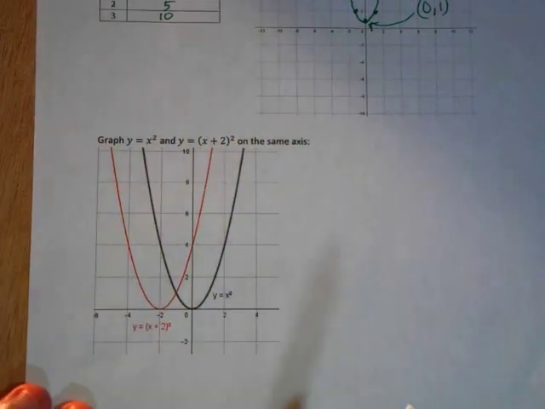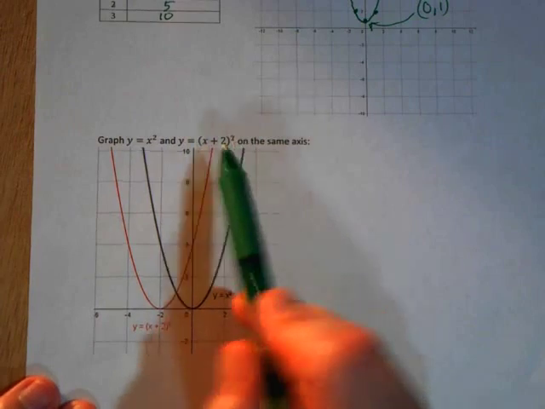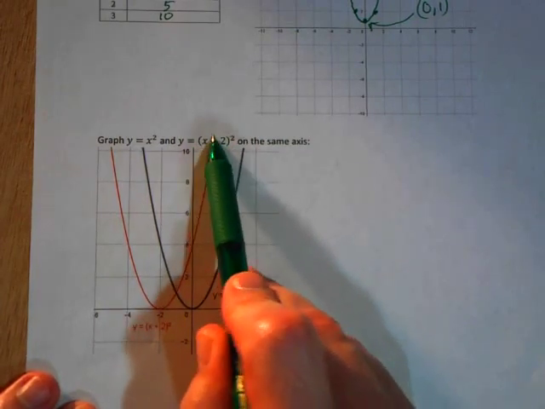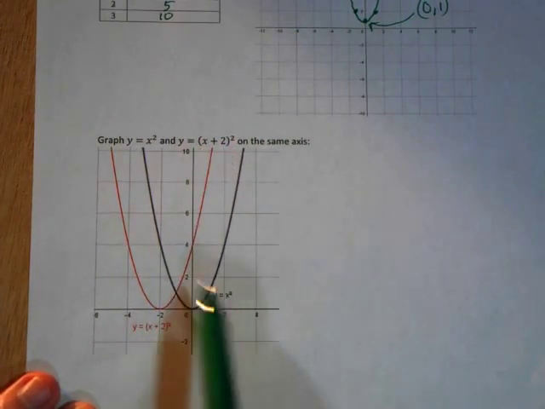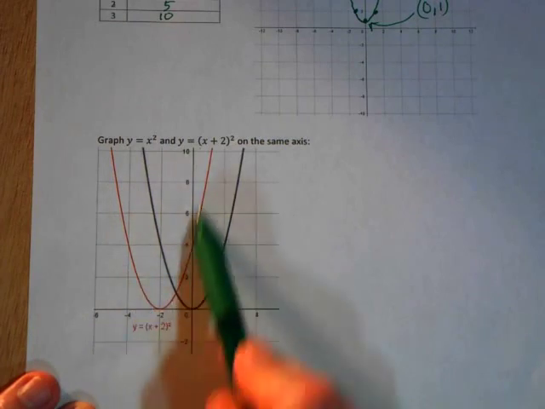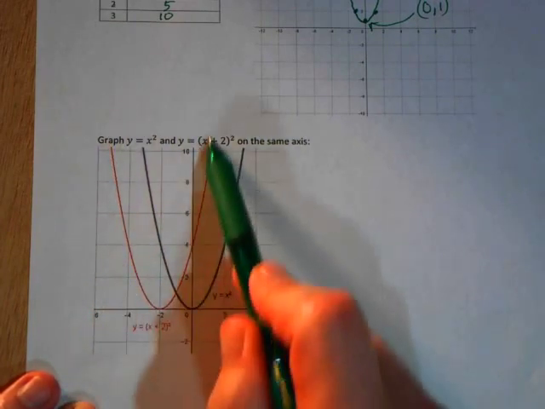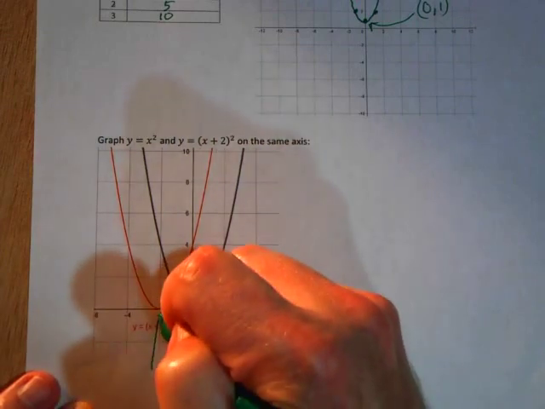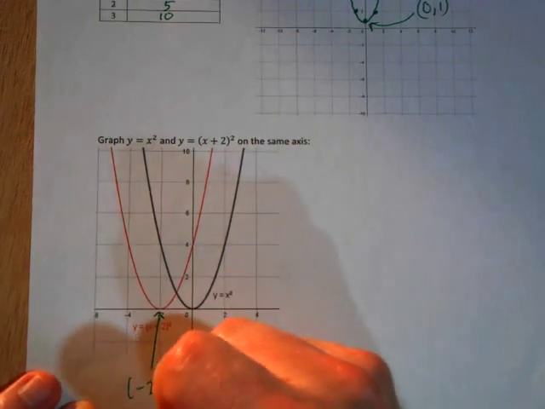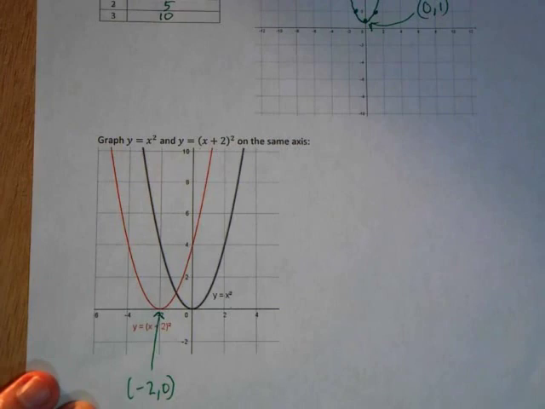The natural instinct would be that the plus 2 is going to shift it to the right 2. But we can see what happened in the graph is the plus 2 really shifted the whole parabola left 2. So our vertex on this one became negative 2, 0. And think about why that happens.